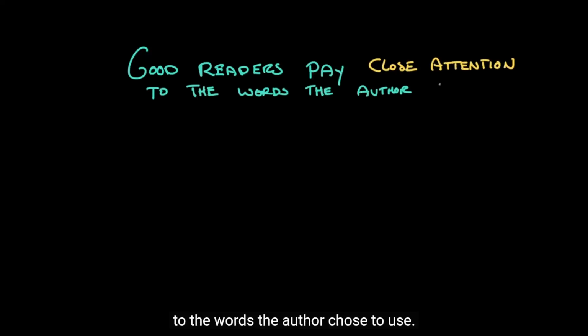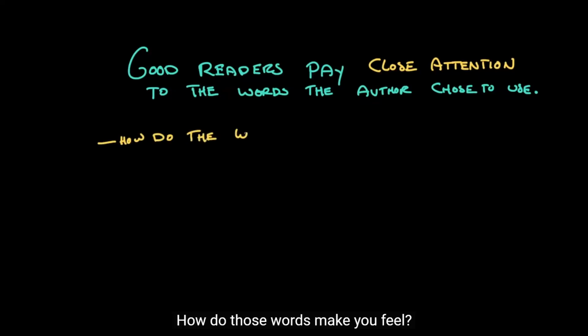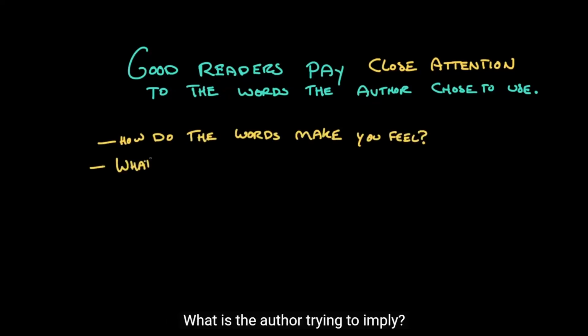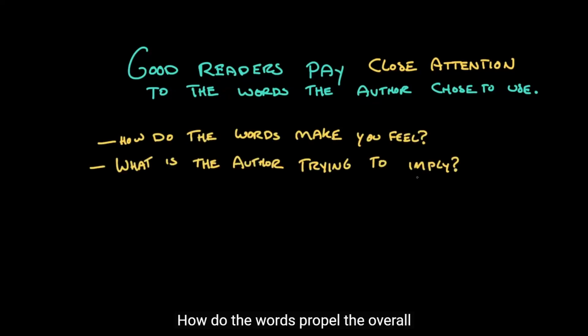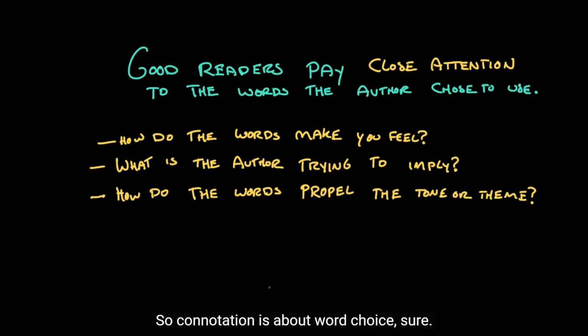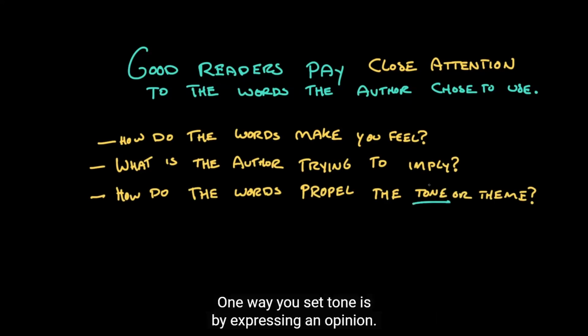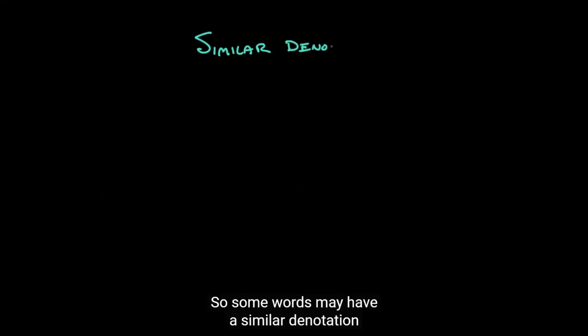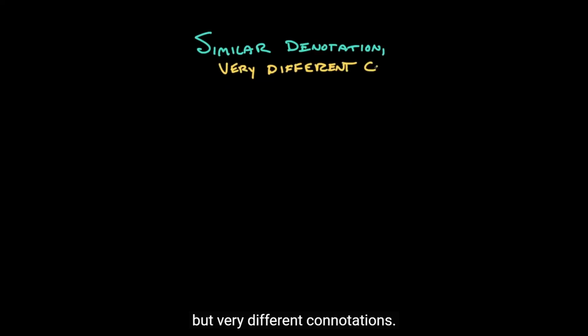Good readers pay close attention to the words the author chose to use. They pick those words for a reason. How do those words make you feel? What is the author trying to imply? How do the words help to propel the overall tone or theme of the text? So connotation is about word choice, sure, but it's also about setting a tone. One way you set tone is by expressing an opinion. So some words may have a similar denotation, but very different connotations.